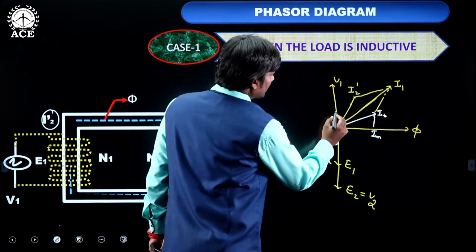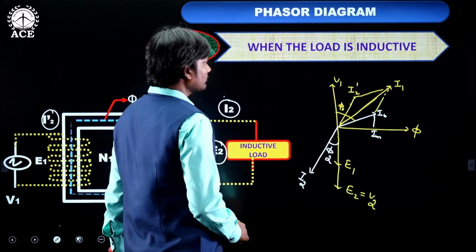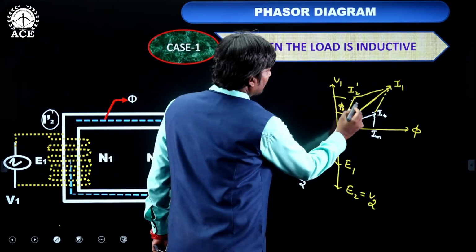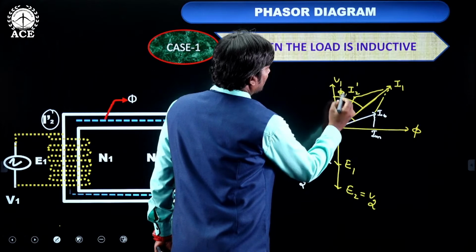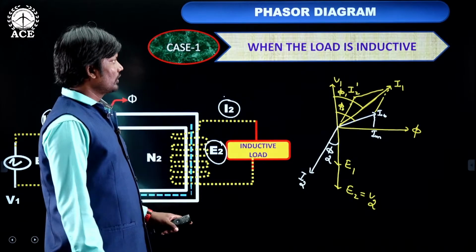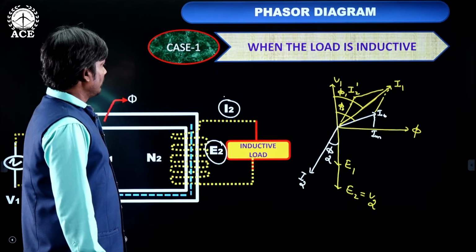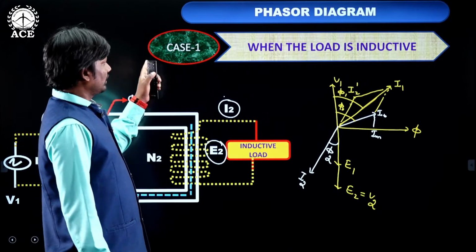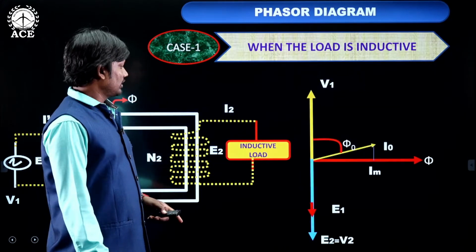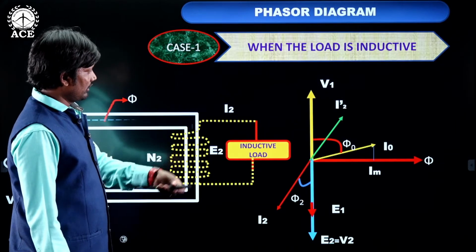This is I1. This is phi naught, and this one phi 1. Okay, this is the phasor diagram when the load is inductive.